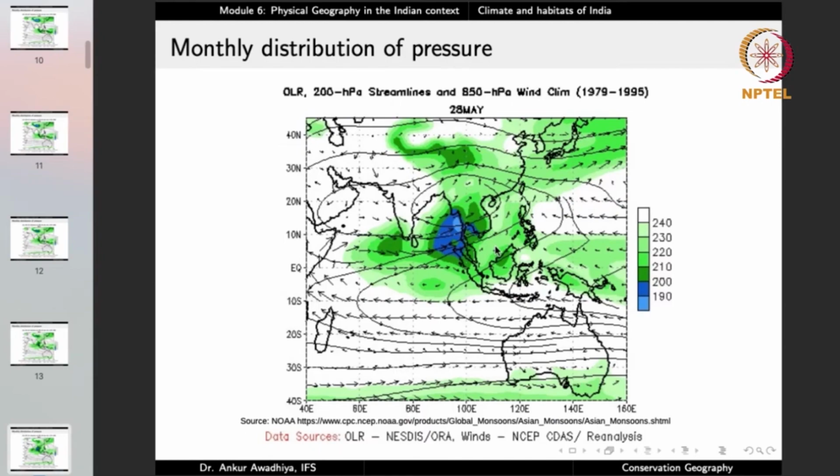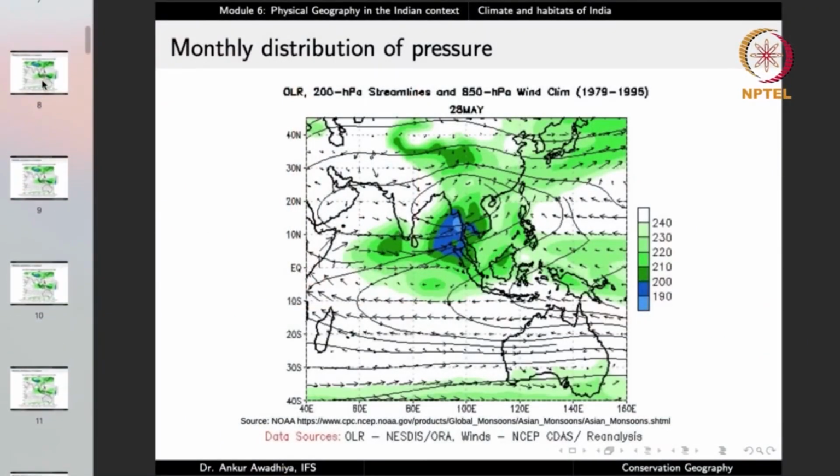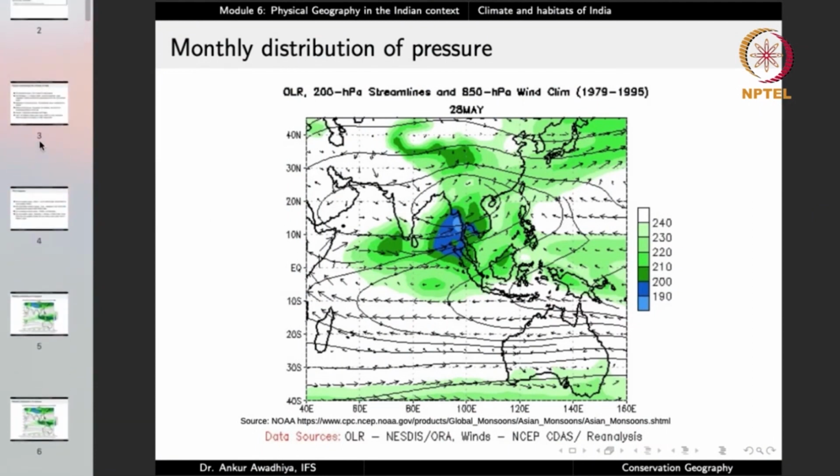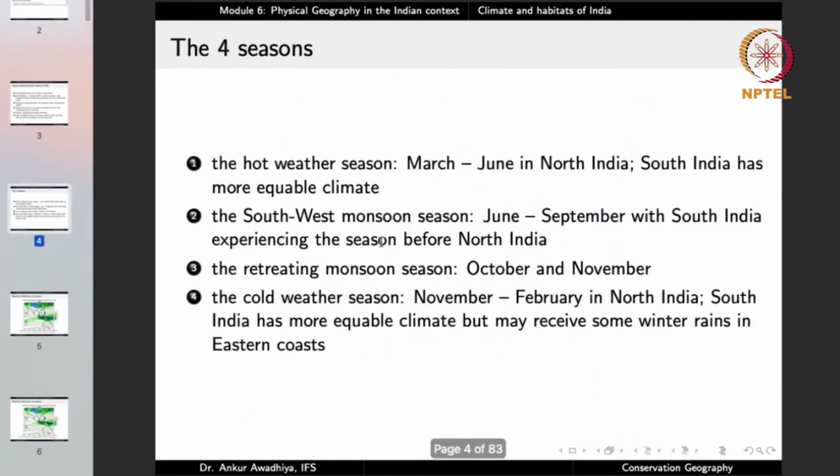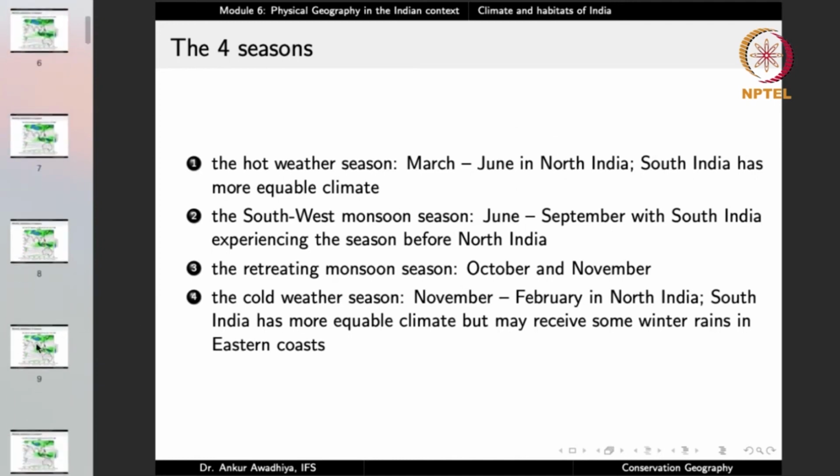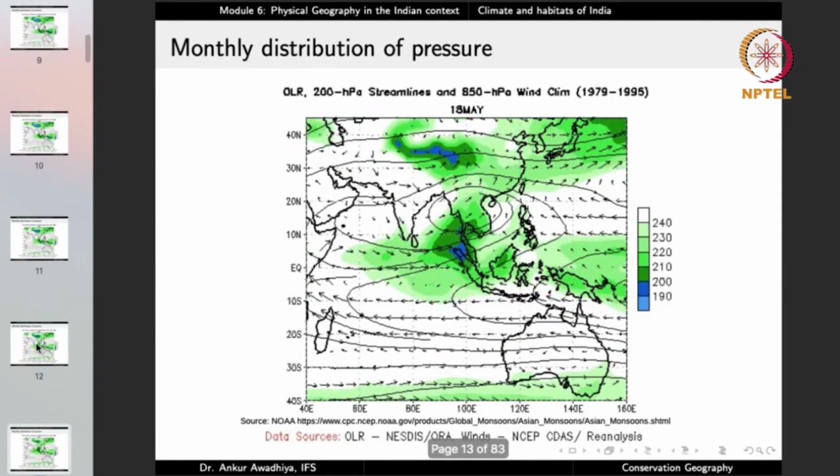So when we talk about 28th of May, we are now talking about the beginning of the southwest monsoon season. So in all of these months from March to June, we observed that there is a high pressure in India and slowly we are moving towards low pressures.